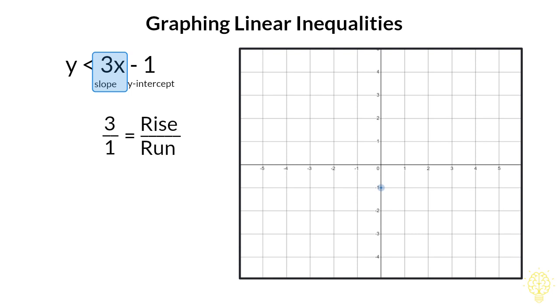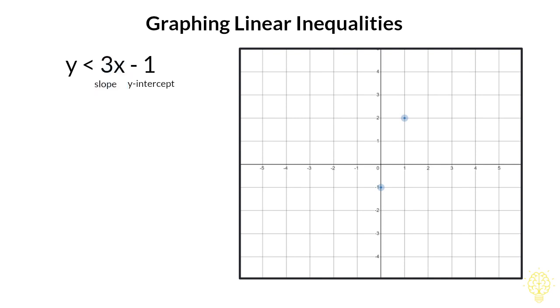Now, we start from the y-intercept, not from the origin, but from the y-intercept, and we count up 3 and over 1. Then we put a point right here on the graph. Okay, now that we have our 2 points on the graph, we can draw a line connecting the points together, and we can extend the line further too.